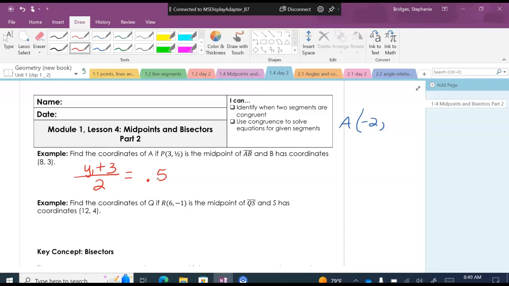What do you do with that too? You put it over here in your ordered pair, and that's your answer. This one's just taking it a step further, making it a little bit harder.